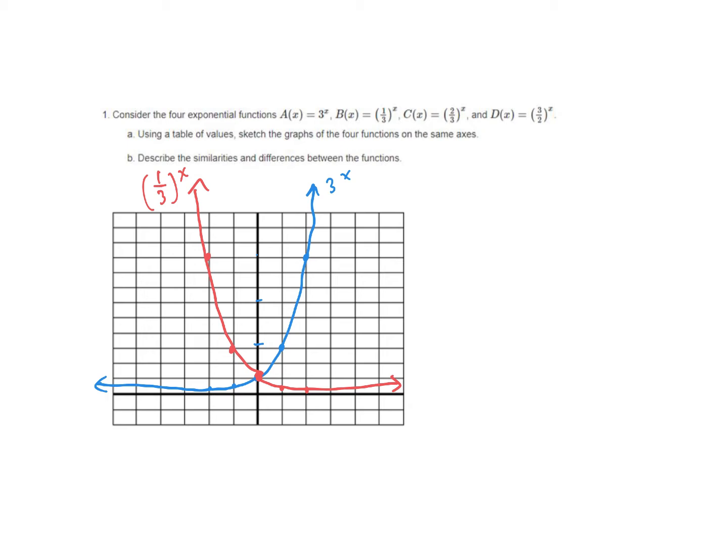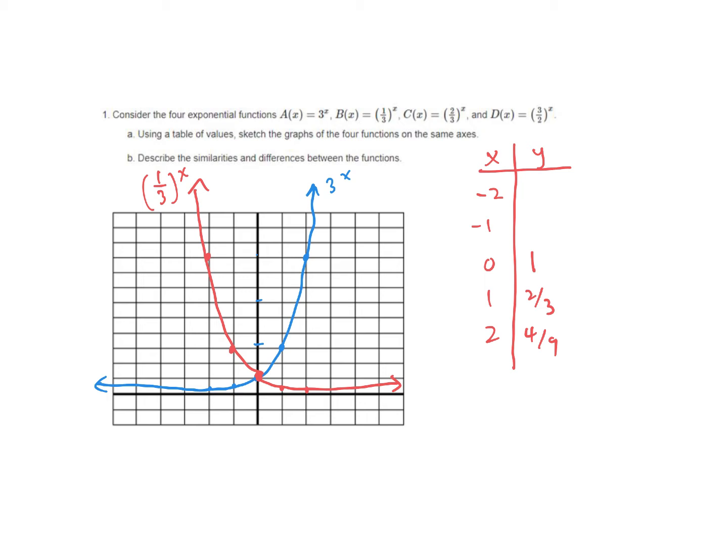What if we had 2/3 to the x? So let's make a table of values, because we might not be sure about this. So 2/3 to the power 0 is 1. 2/3 to the power 1 is 2/3. 2/3 to the power 2 would be 4/9.